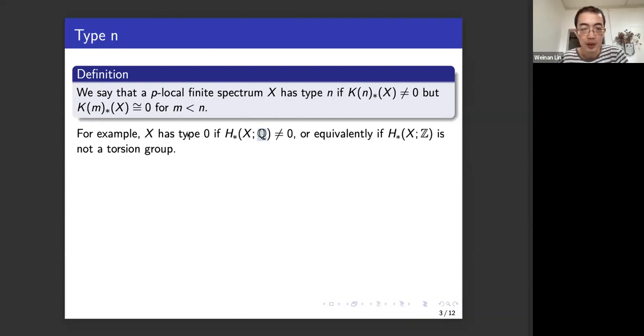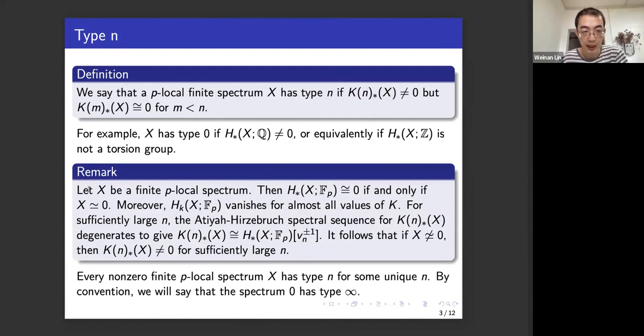So if X has type 0, the K_0 homology of X is exactly the rational homology of X. So X has type 0 if the rational homology is non-trivial, or equivalently if the integral homology is not a torsion group. I mean, if it has some non-trivial rank. So let X be a finite p-local spectrum.